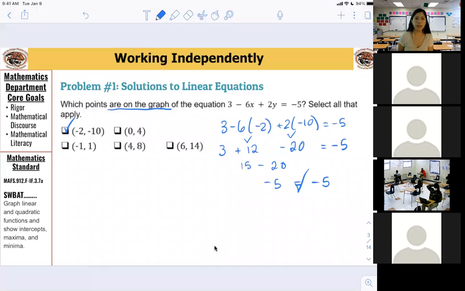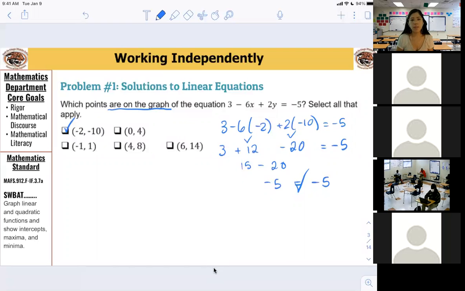So problem number 1, which points are on the graph of the equation 3 minus 6x plus 2y equals -5? Select all that apply. So I was just doing this problem with my group, and we were talking about how it wants you to see which points are on the graph, but there's no graph in front of you. So since there's no graph, the strategy is to put each point into the equation and then see if you end up with the same answer.